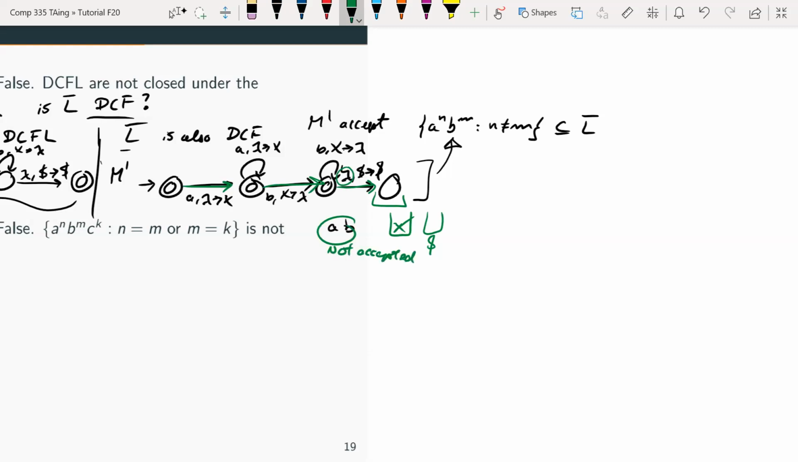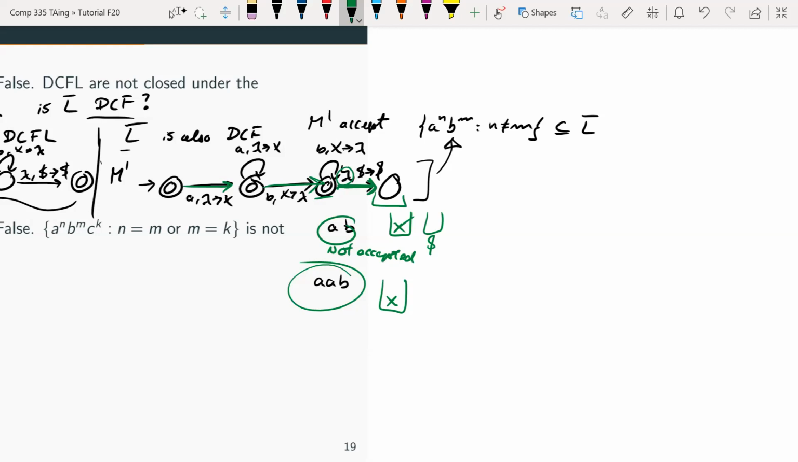But if you have something like AAB, then what's going to happen is at the end you're going to have an extra X, and that's going to prevent you from going to the non-final state. That's going to allow you to stay in a final state, which is going to allow you to accept AAB.